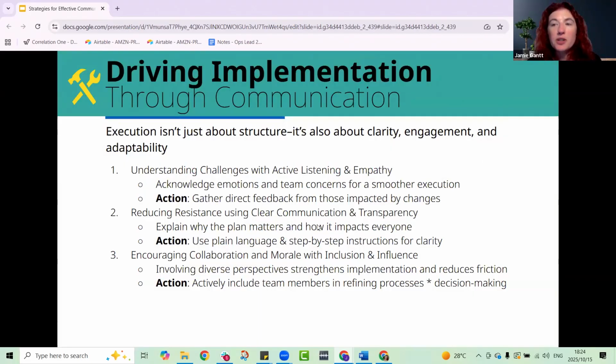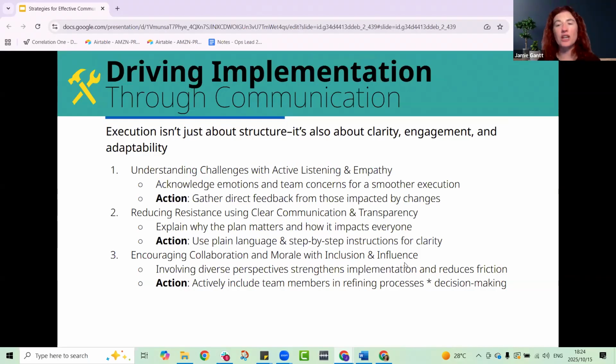So you want to communicate and you want to make sure that there's always action being put in place. So you want to get feedback. That's great. You want to make sure that you are communicating to everyone what the changes are, get their feedback, get their input. You want to reduce resistance by being very transparent.